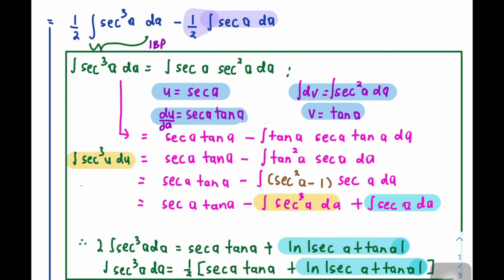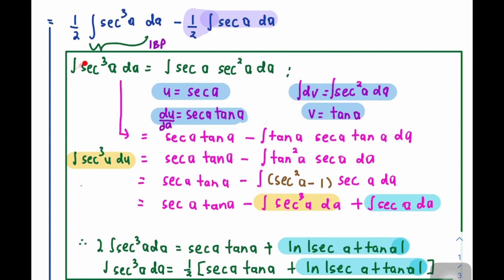We need to use IBP. So let's take this here. Integrate secant cube a dA is just equal to integrate secant a secant squared a dA. Now, the one with secant a here, let it be u. So u is equal to secant a. And this one here, secant squared a dA, let's put it as dv. So dv is equal to secant squared a dA. Now let's differentiate secant a: du over dA is equal to secant a tangent a. And for dv here, let's integrate. Integrate dv is just v. Integrate secant squared a dA is just tangent a.